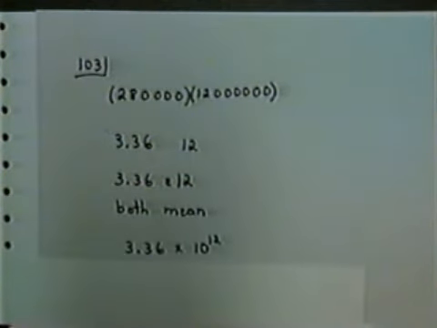What does that mean? Someone else's calculator may give 3.36 with a little e and then 12. Both of these calculators, or both displays, are giving the answer in scientific notation. Both mean 3.36 times 10 to the 12th. 3.36 times 10 to the 12th is the correct scientific notation.